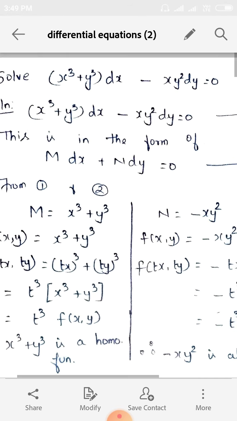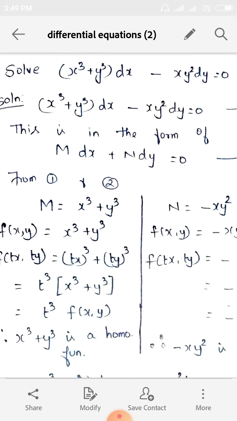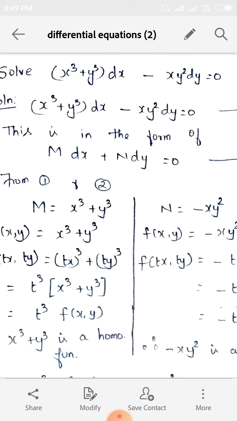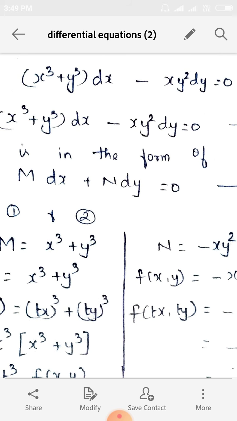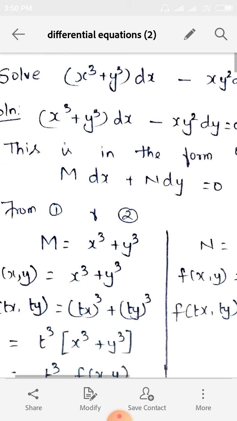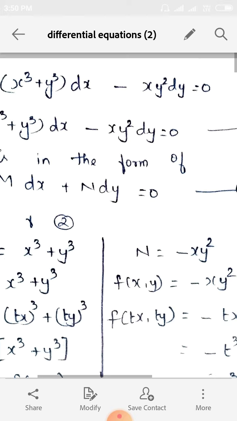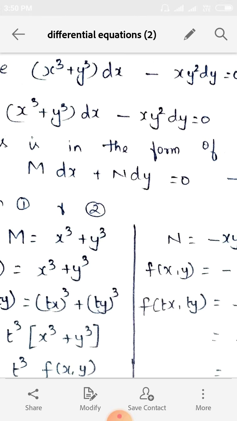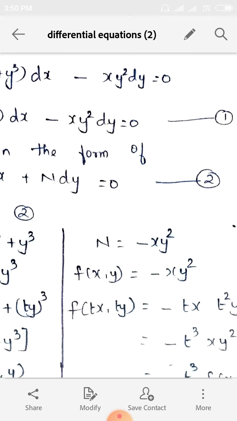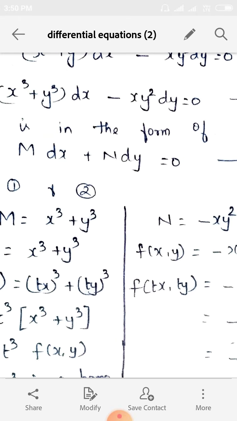See the first problem. Solve (x cube plus y cube) dx minus xy square dy is equal to 0. This is the given equation. We have to solve the equation. Solution. First write the given equation as equation number 1: (x cube plus y cube) dx minus xy square dy is equal to 0.